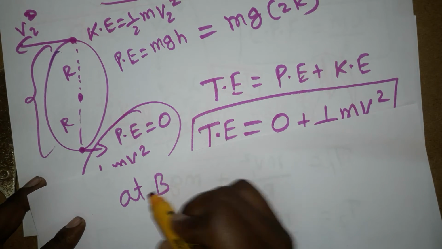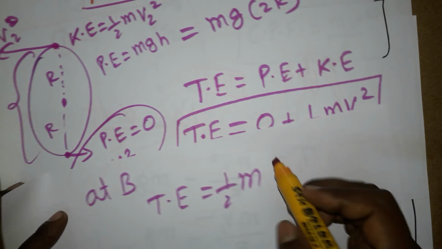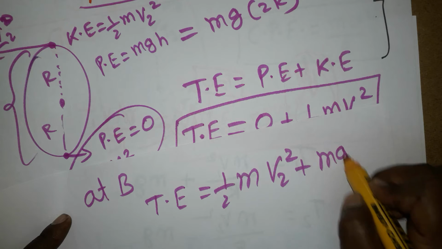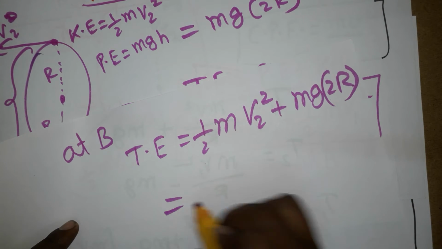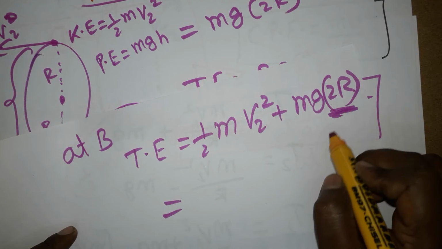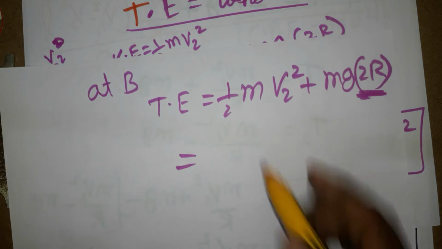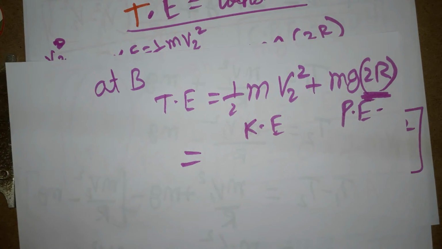At the point of B, total energy is equal to half mv2 square plus mg2r. This is the total energy at the point of B. Okay. So why am I taking here 2r? Because its height I am taking as 2r, 2 times the radius. It is a kinetic energy and it is a potential energy. Okay, right now we got what the total energy is.